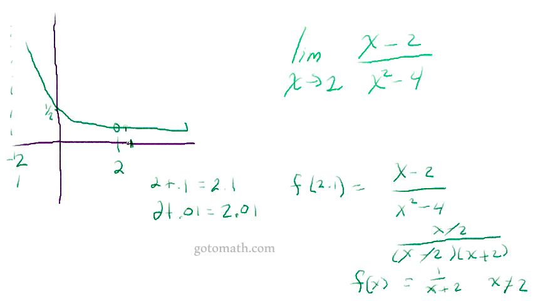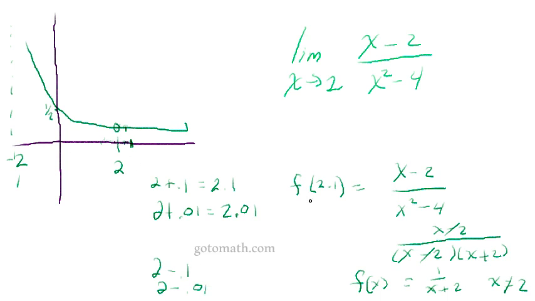Anyway, we're getting closer and closer to 2 from the right. And then we're going to do the same thing, coming in closer and closer to 2 from the left. So that would be 2 minus 0.1 and then 2 minus 0.01, and we can see where that number's converging.